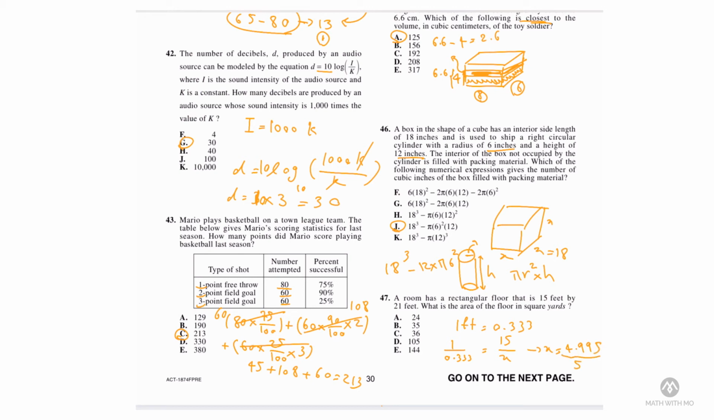Then the same thing for 21 feet. So 21 times 0.333 is equal to 6.993. Then let's say it's 7. So 7 times 5 is 35. So it's 35 square yards.